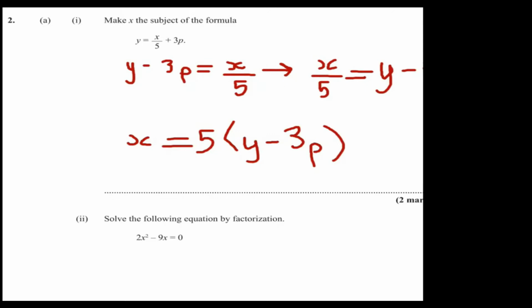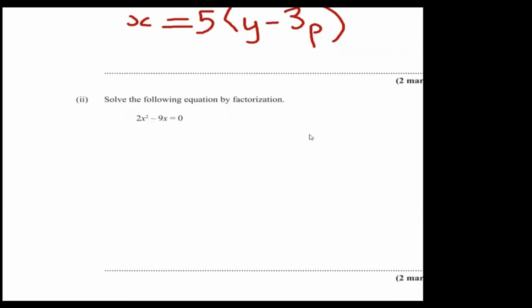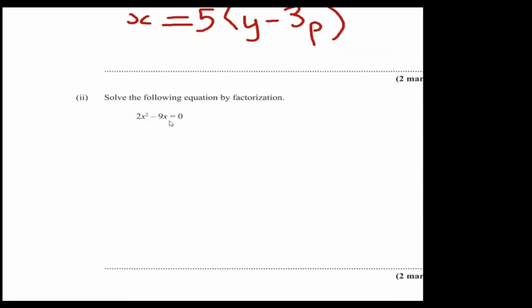Part 2 says solve the following equation by factorization. So the only common factor I see right there is x, so I'm going to factor out x. Now 2x squared divided by x leaves 2x, and 9x being divided by x leaves 9. So it's minus 9, and this is equal to 0.